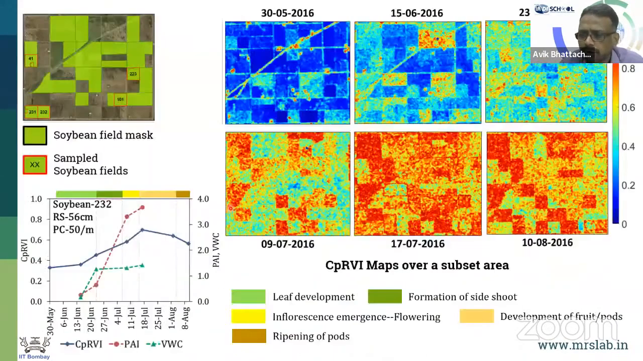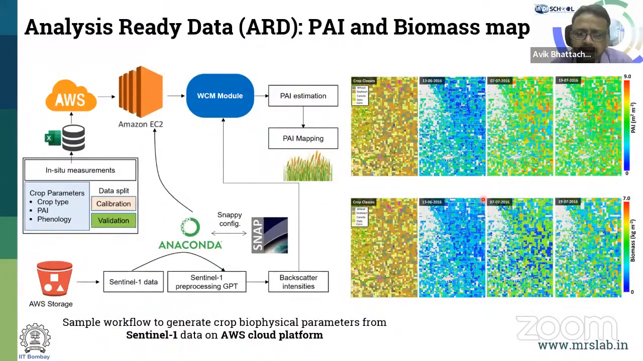We have also moved on to give the parameter when we have the data in the compact form. So the compact polarimetric form, and the index is called the CPRVI, the compact RVI, which has been shown over a certain soybean field over here. And you can also see similarly the temporal variation, the dynamic change from the different phenological stages of the crop. So utilizing this, we have also made some analysis-ready products with the PAI and biomass maps and so on, which can then be readily utilized by the user. They can all be computed on a cloud-based platform.